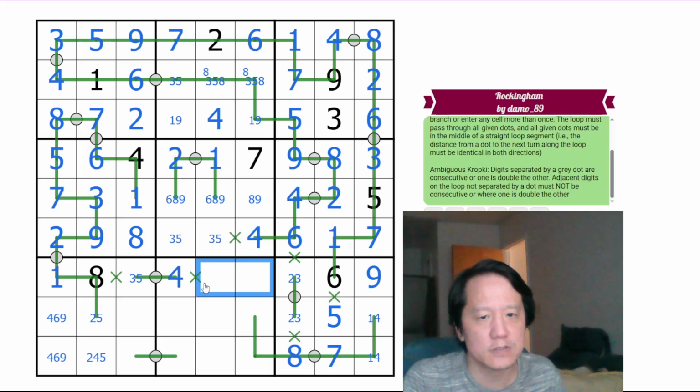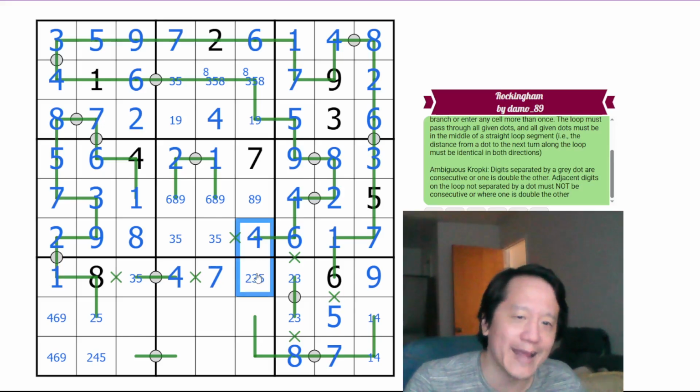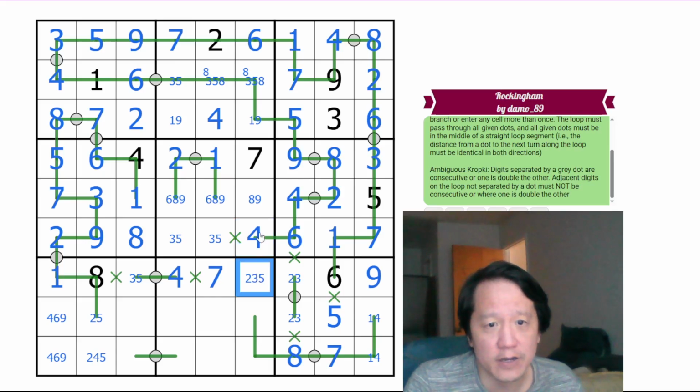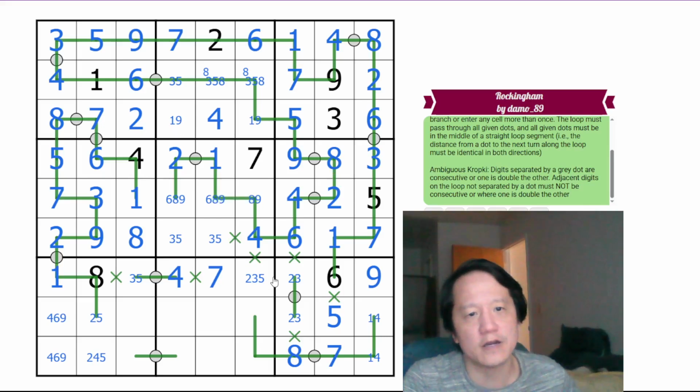Remaining digits. We have to have a 7 somewhere in row 7. Cannot be here, so it must be here. That leaves us as 2, 3, or 5. 2, 3, and 5 are in a relationship with 4. 2 is in a 1 to 2 ratio. 3 and 5 are consecutive, so 4 cannot go this way. Therefore, it has to go that way. Can't go here because then it can't connect to anything, so it has to connect there.